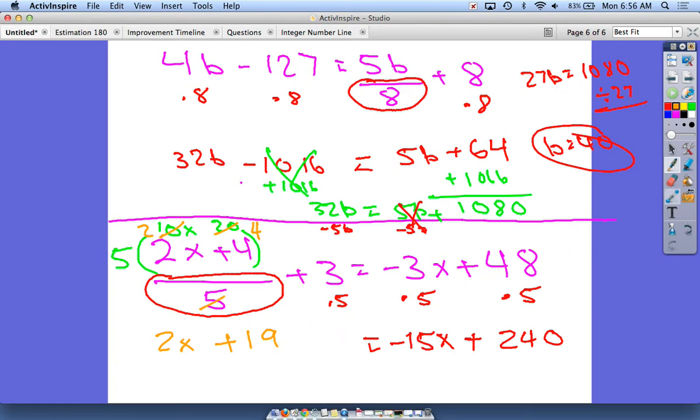Plus 19. I will put my plus 19 on the other side by subtracting 19. So that would be 221 plus negative 15x equals 2x. I need to put my x's on this side, so I'm going to add 15 here and add 15 here, which is going to be 17x. Now I just have my final division step here. 221 divided by 17, 13. So x equals 13.